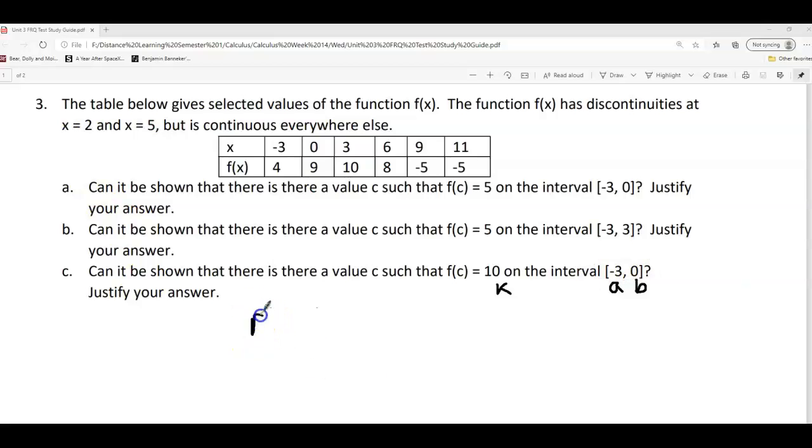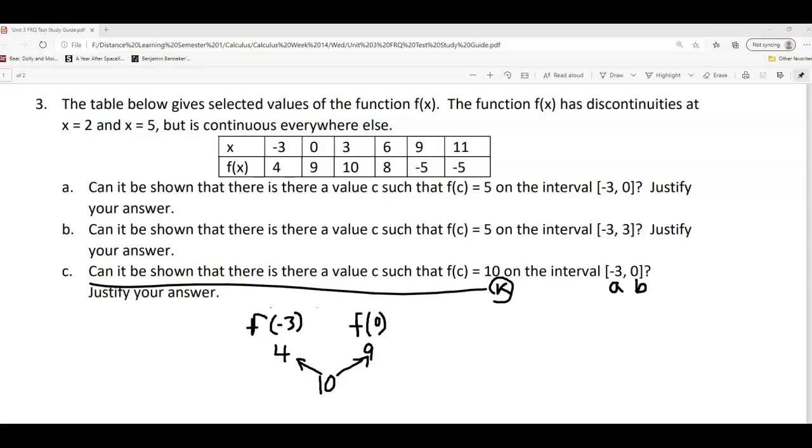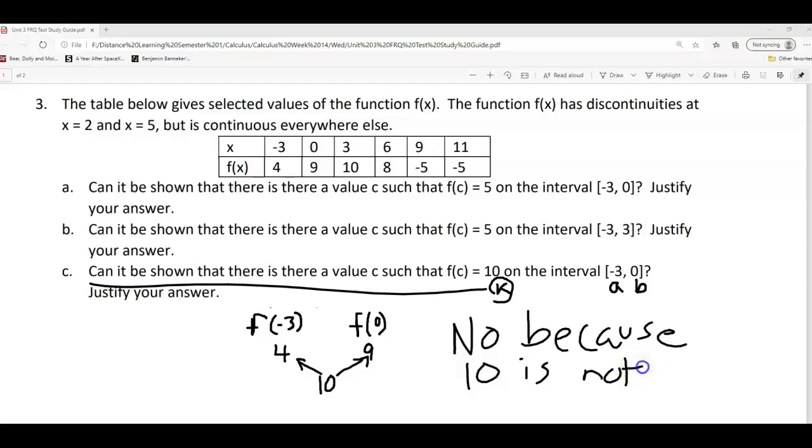But after that, we go ahead and see if we can find out what f of A and f of B are. So f of A is this, and f of B is this. So that's going to be 4 and 9, which we established earlier. And then step D is we want to make sure that our K value is in between there. Is my 10 in between these two numbers? The answer is no. So we're going to say, no, it can't be shown that there's a value c such that f of c equals 10. So we're going to say no, and our answer is going to be because 10 is not between.